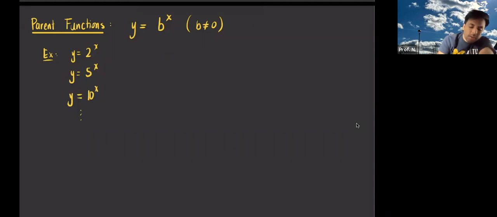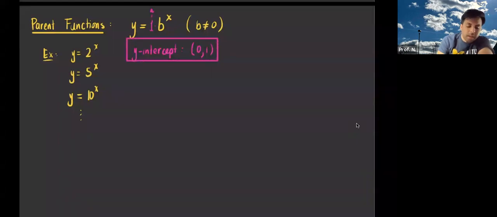And all of these, the y-intercept is always going to be, so if the a value is not here, we're assuming that the a value here is 1. This is the a value. So the y-intercept is always going to be (0, 1). For parent functions, my y-intercept is always (0, 1). And how do I know that? How do I find a y-intercept again? That's when x equals 0, isn't it? So if my function has b to the 0th power, anything to the 0th power is 1. So that's the reason why the y-intercept is always (0, 1).